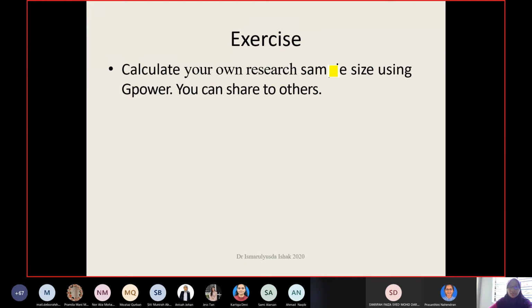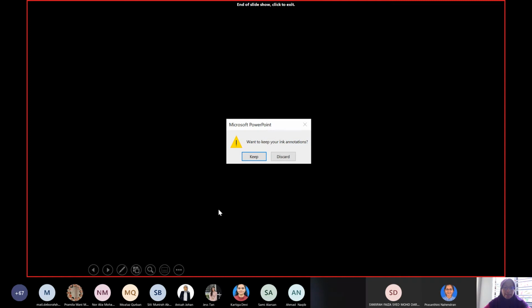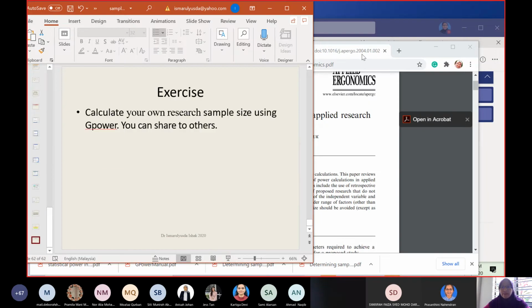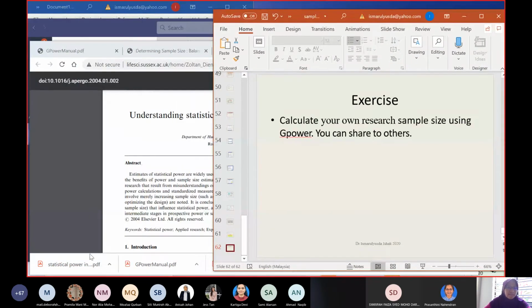So now let us use G-Power. You can still look at my desktop, right? Where is my G-Power?